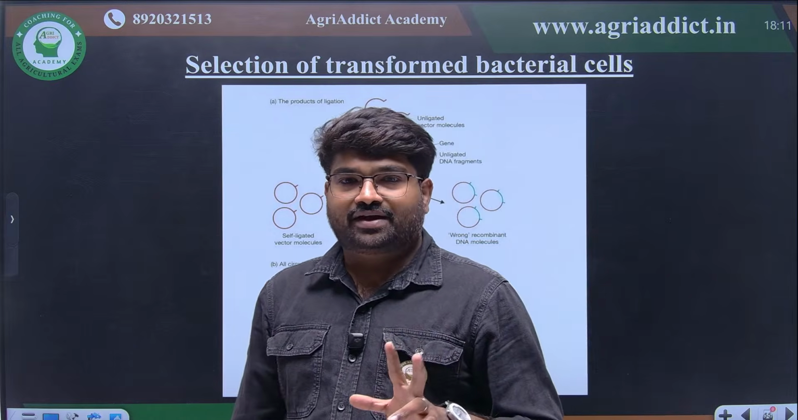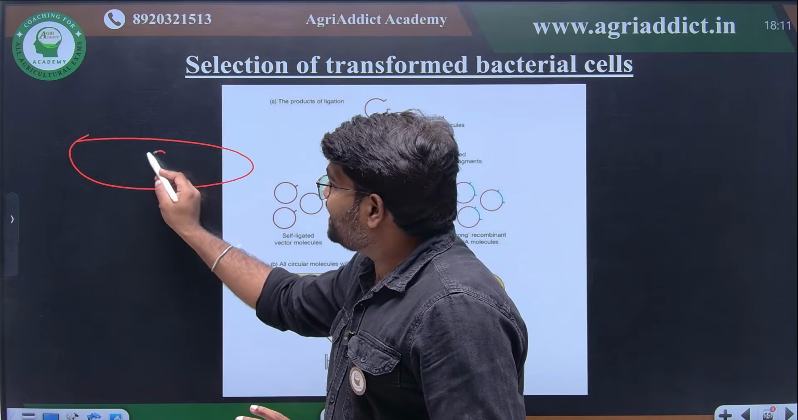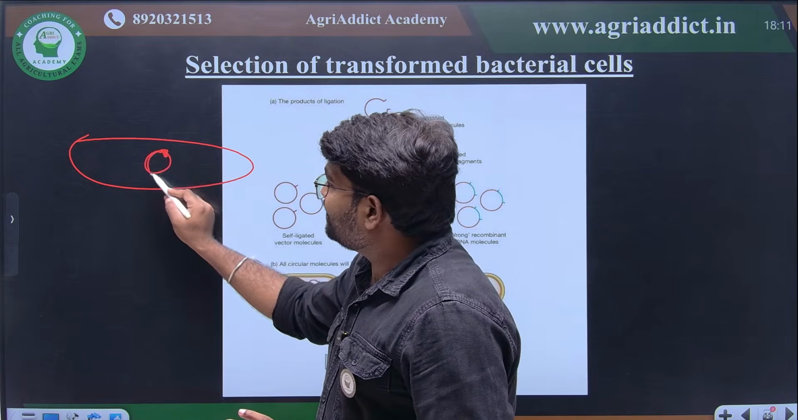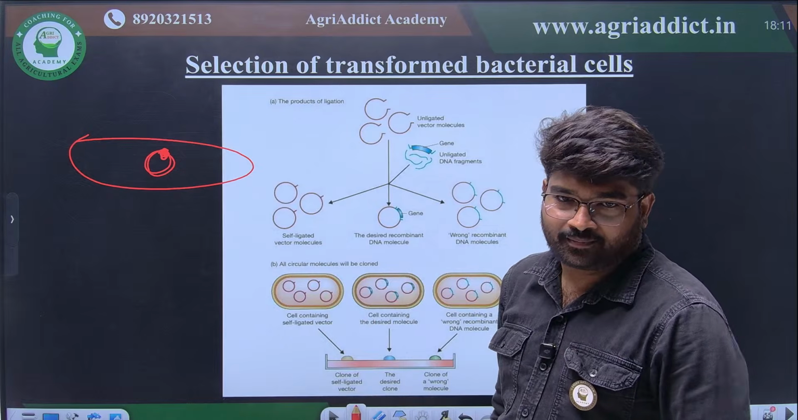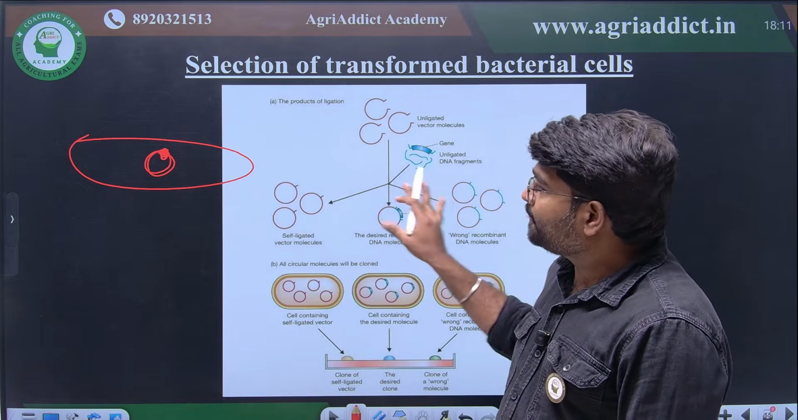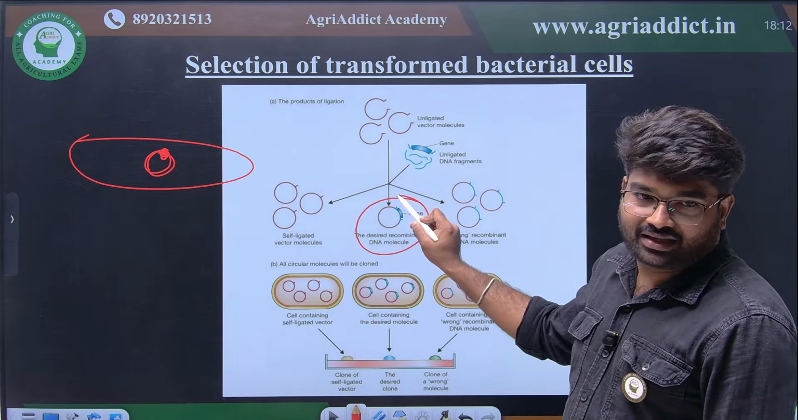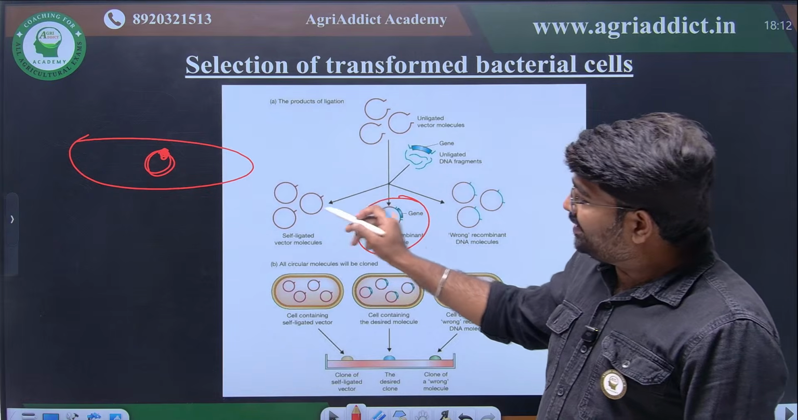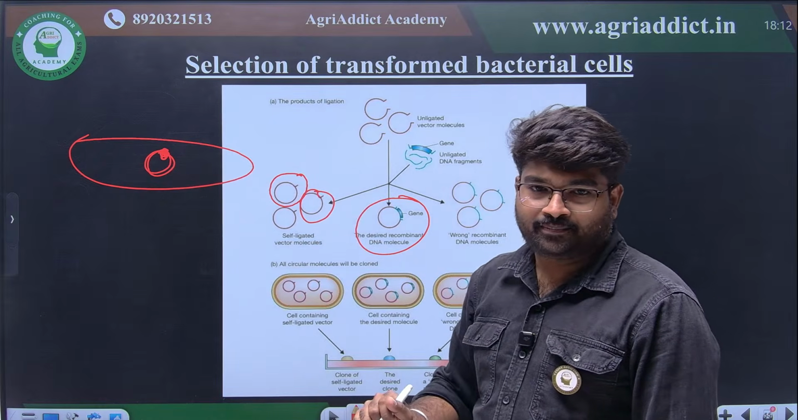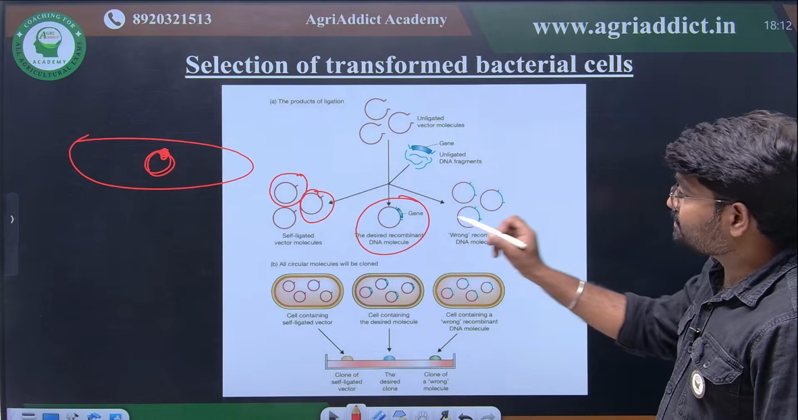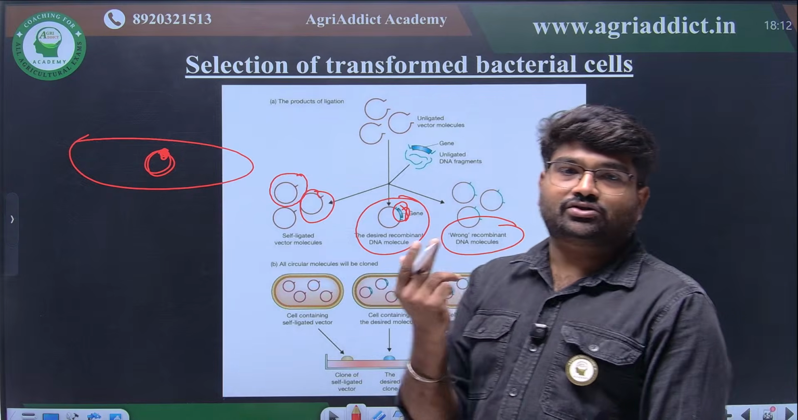Until now, we know the bacterium has our gene of interest along with the vector present here. There may be three different possibilities. This bacterium will have our gene of interest along with the vector. Without ligating the gene of interest, some self-ligated vectors will also be there. In some cases, the gene of interest may be inserted in the wrong position. That also will be there.